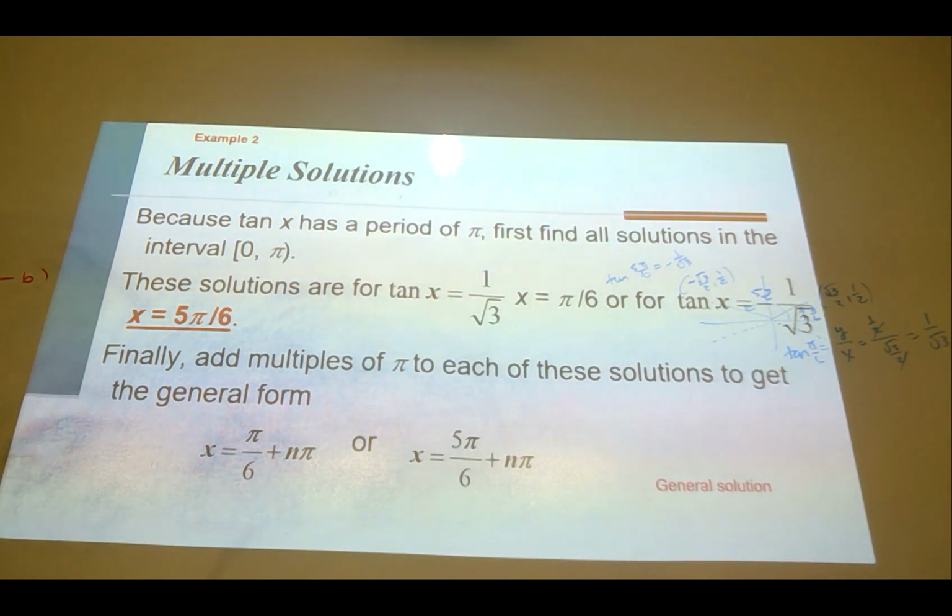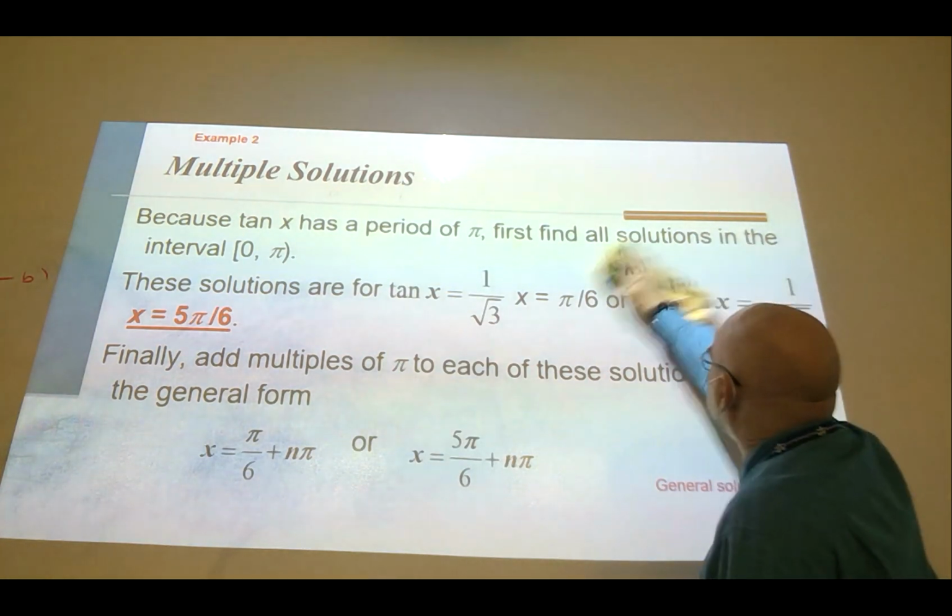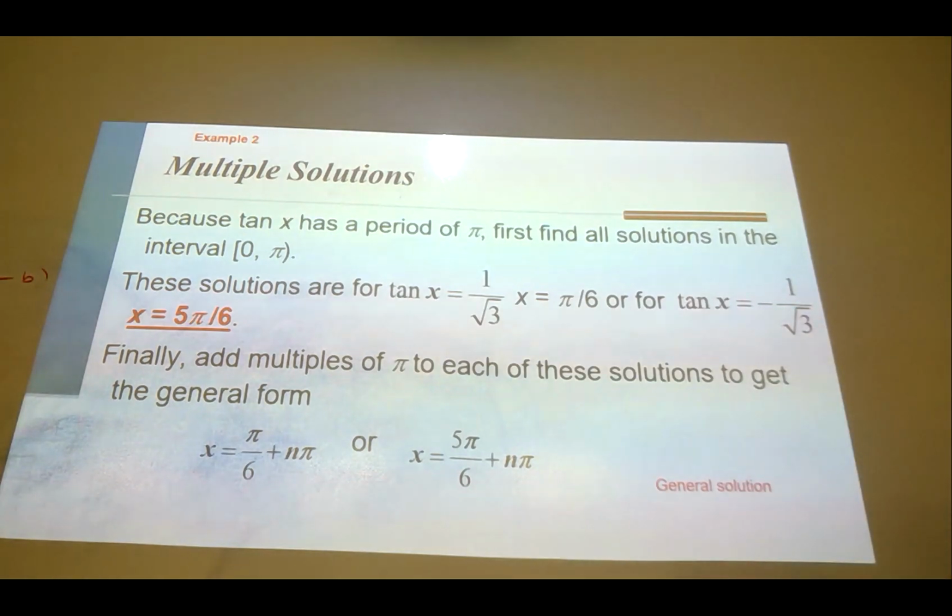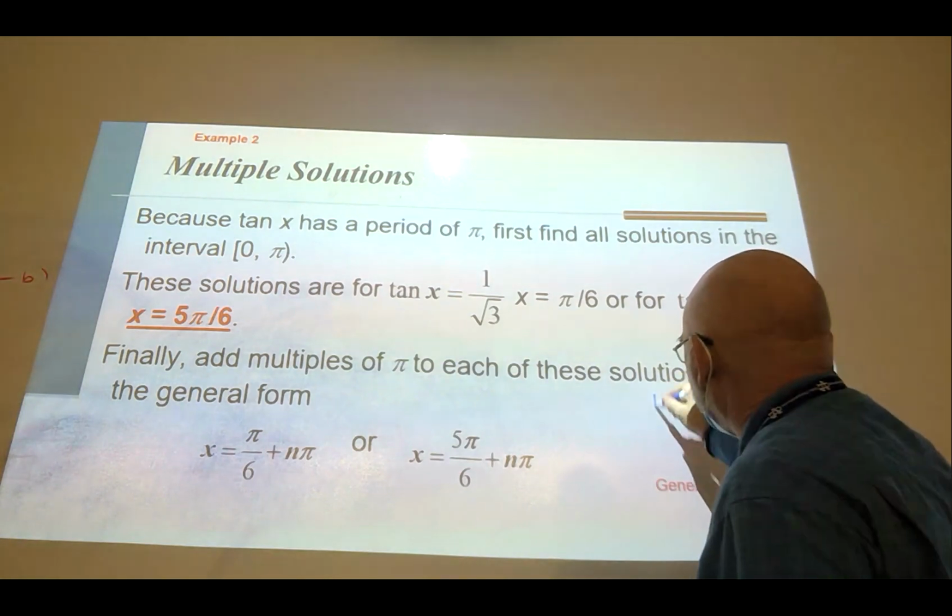Can you explain how you got the 1/3 and pi over 6? Yeah. Let me do it where it's a little bit clearer to see. They're not on the unit circle directly. Well, it is, but you have to do a little calculation.